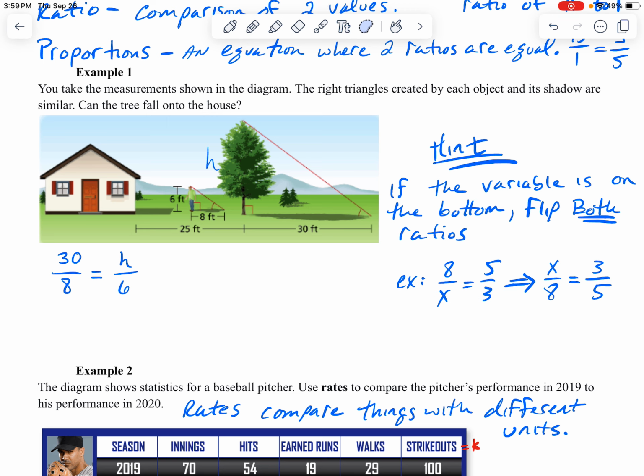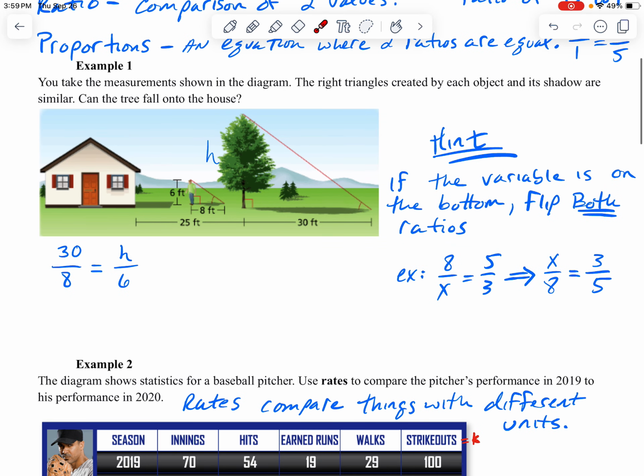To solve this proportion, this is really just a one-step equation. We're just dealing with fractions, which I know can be challenging for some of us sometimes. I'm trying to find the value of h, so I'm trying to get that h by itself. Right now, I have h divided by 6. In order to undo that division and get h all by itself, we just need to multiply both sides by 6.